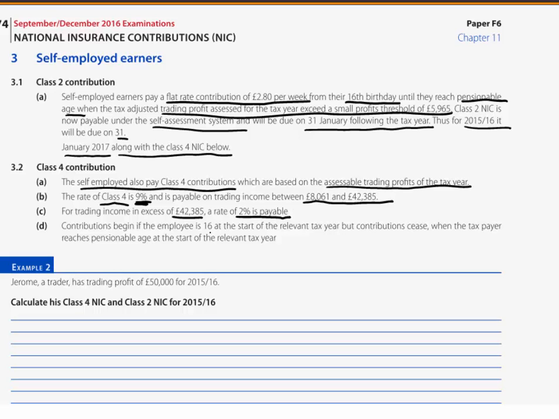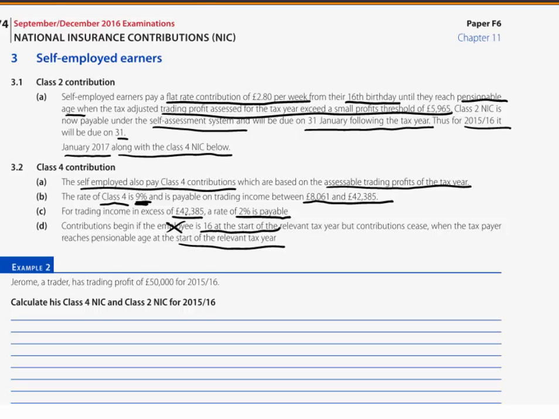Contributions begin again when the employee, that shouldn't be saying the employee, but the self-employed taxpayer, the individual, is 16 at the start of the relevant tax year. The contributions cease when the taxpayer reaches pensionable age by the start of the relevant tax year. Again, that should not be saying employee, we're dealing of course with the self-employed. Right, let's see that we can do those calculations.